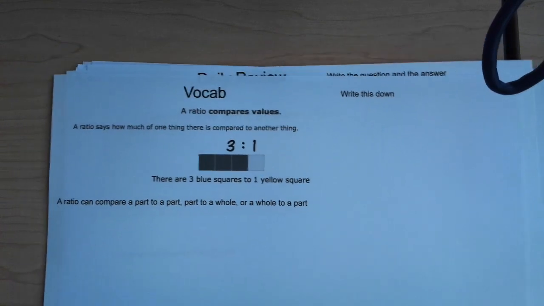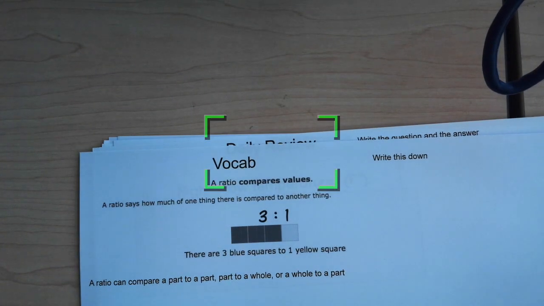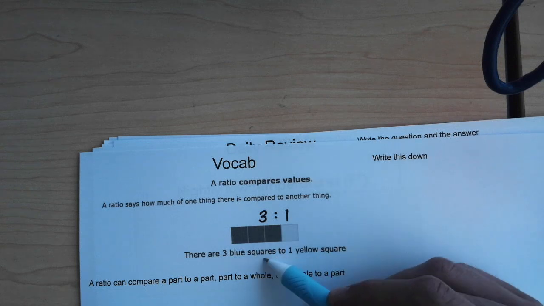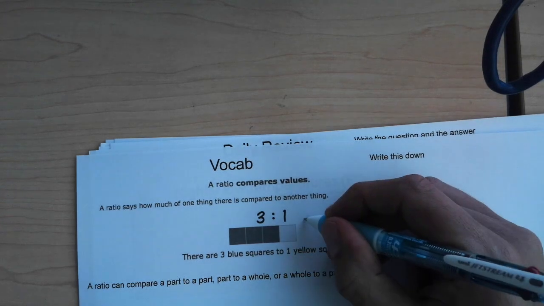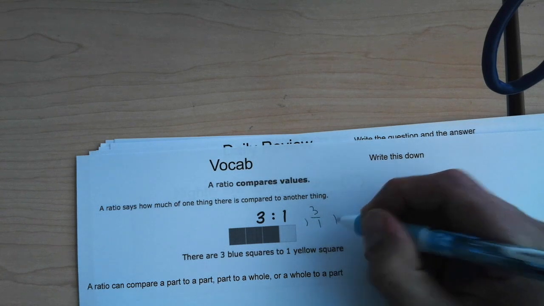Some vocabulary. Ratios. A ratio says how much one thing is compared to another. This is one way to write 3 blue squares to 1 yellow square. You can also write it like this. Or like this.